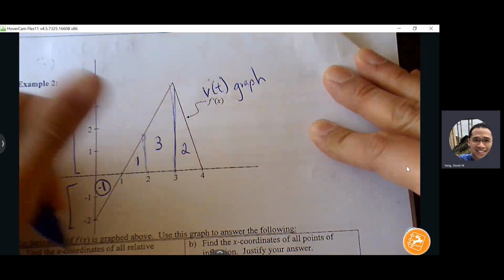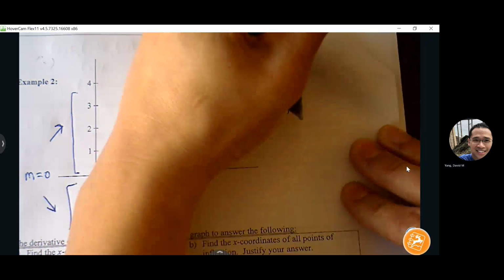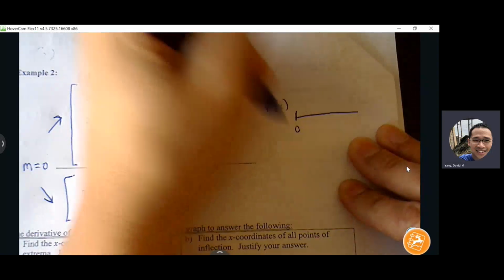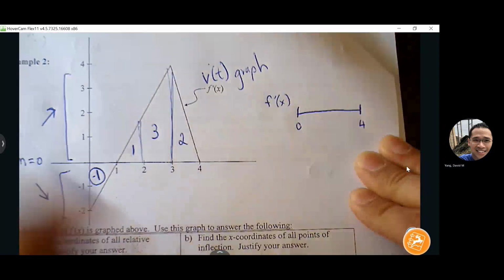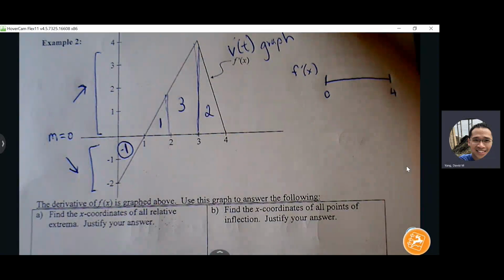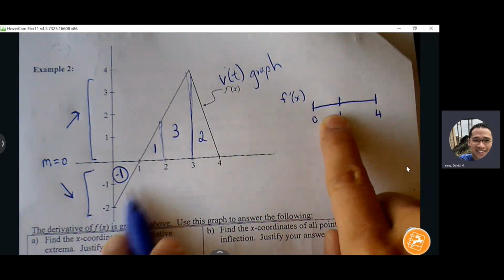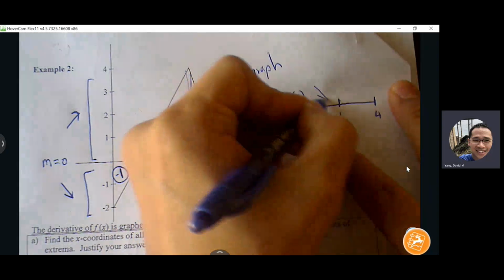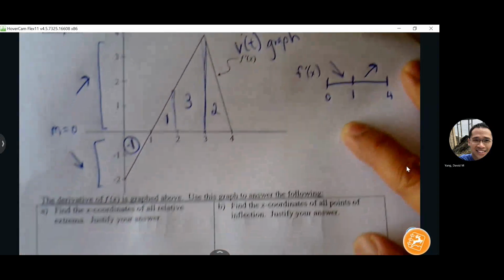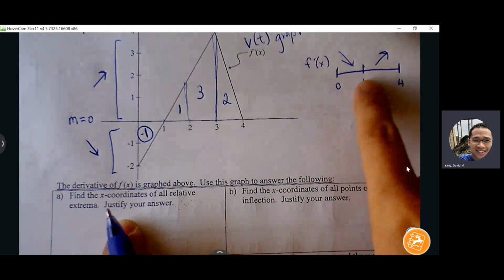Okay. So if I want to create a slope sign line, starting at 0 and ending at 4, where's my slope going to be 0? Where's my critical point? 1. And then to the left of 1, I'm moving negative slope, below the x-axis, and to the right, positive slope. So find the x-coordinate of all relative extrema. x equals 1 is a relative min.